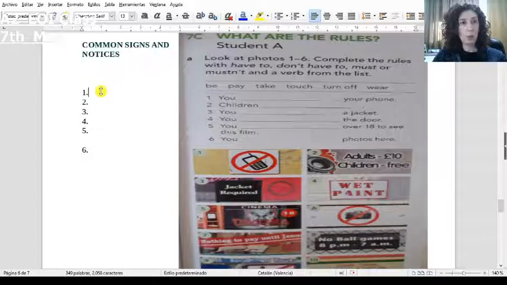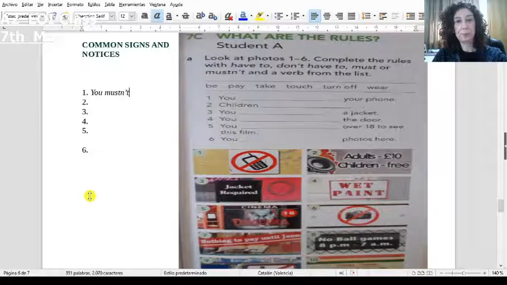For example, look at number 1. This is a mobile phone and a warning sign. The signpost, could be a circular one of prohibition. Then, what kind of prohibition with you and your phone? What do you think? It's a prohibition. Then what's the prohibition? You mustn't. Be? No. Pay? No. Take your phone? No. Touch your phone? Turn off? Oh, then it's you have to. It's an obligation. You have to turn off your mobile phone.